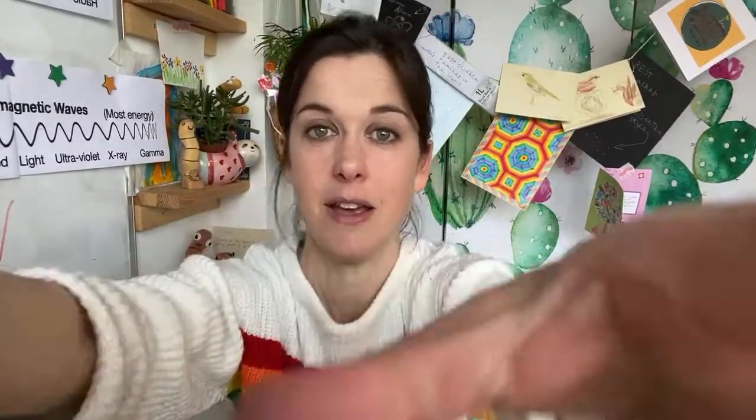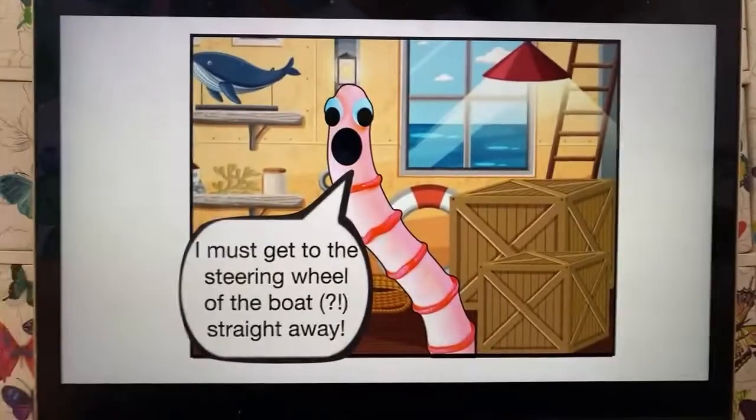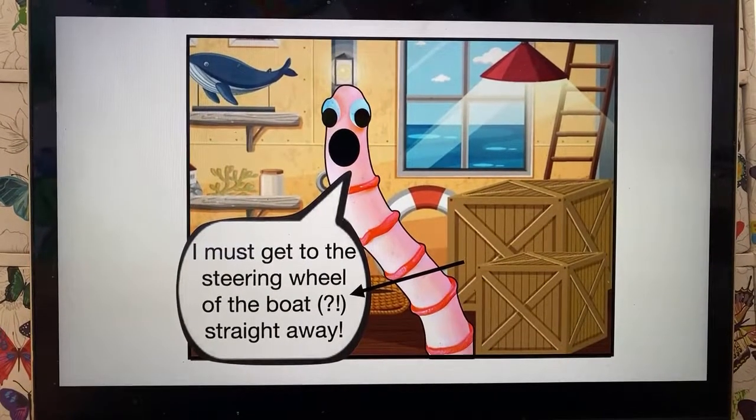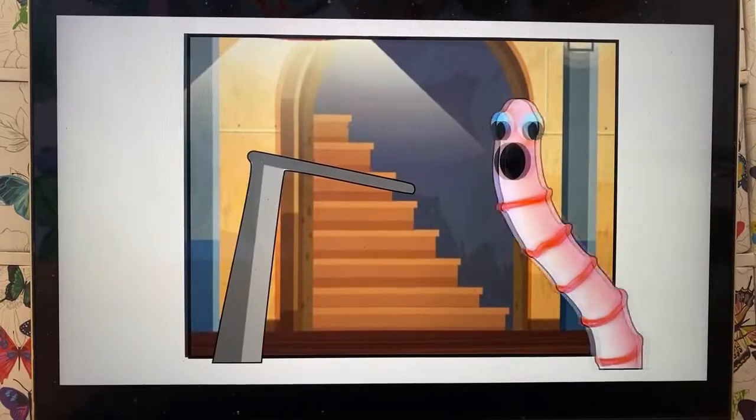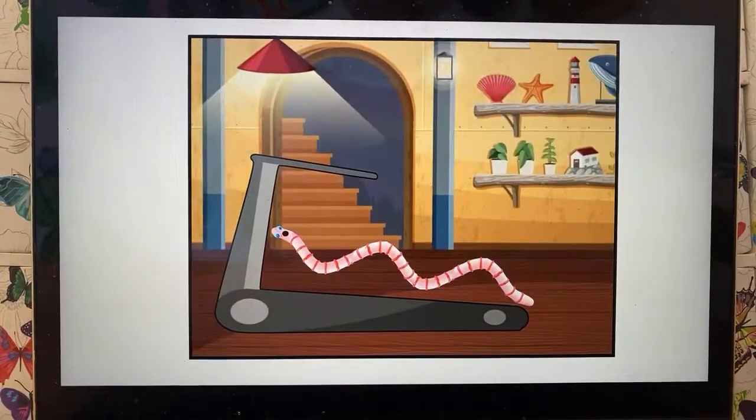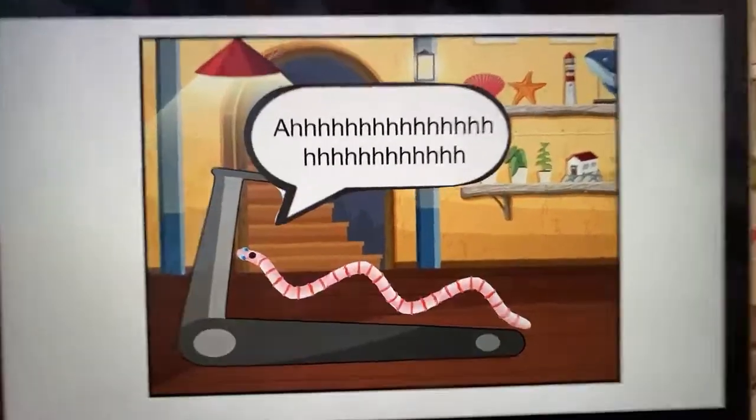Did you get that? What have we had? Microwaves, radio waves, and x-rays. Okay, let's proceed. I must get to the steering wheel of the boat, says Wormy. So she does. She runs off. She gets stuck on a treadmill. Oh, no. Right. Worm on a treadmill.